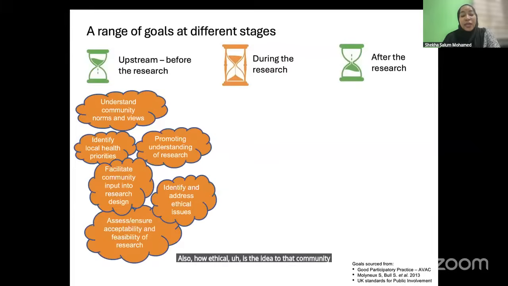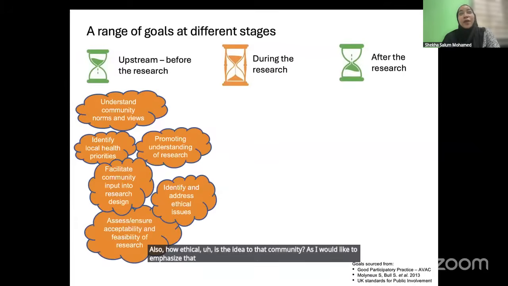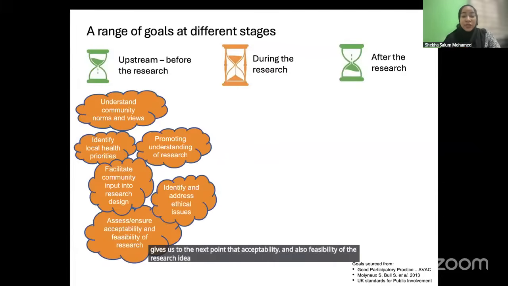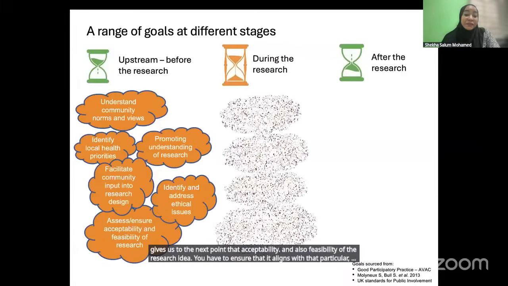I would like to emphasize that community engagement is not one-size-fits-all. This also gives us the next point: the acceptability and feasibility of the research idea. You have to ensure that it aligns with that particular community.